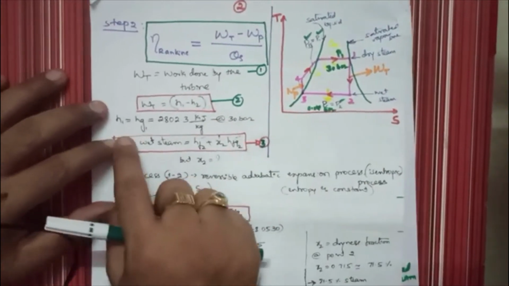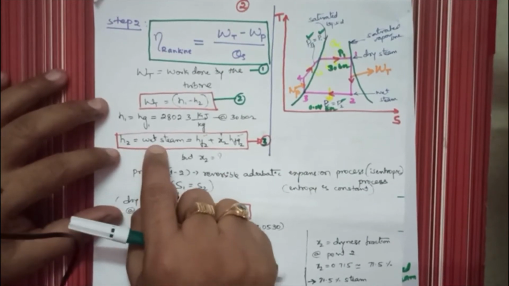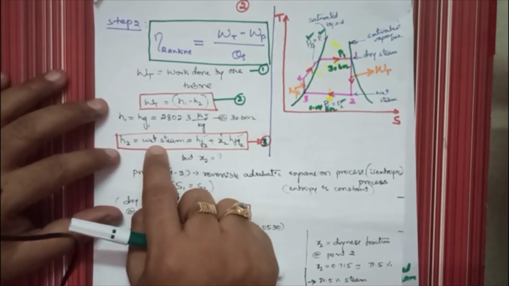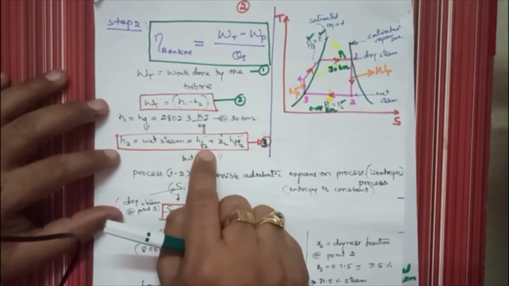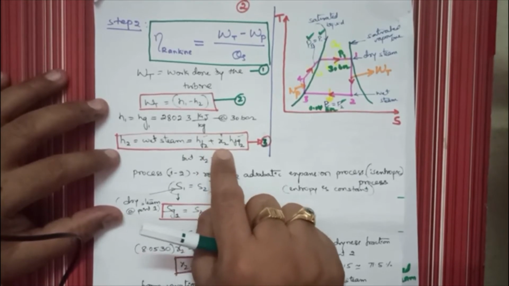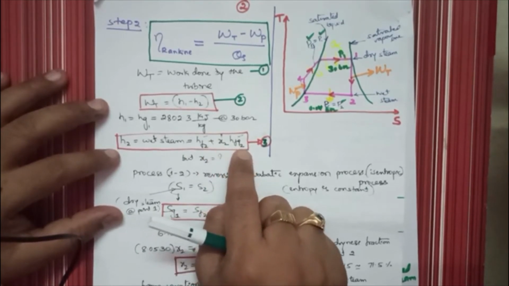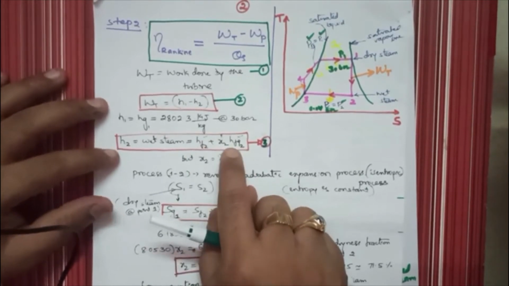So I will write H2, that is wet steam, because it is not pure water or pure steam. So wet steam is equal to HF2 plus X2 into HFG2, and I will tell you how this formula is arrived.